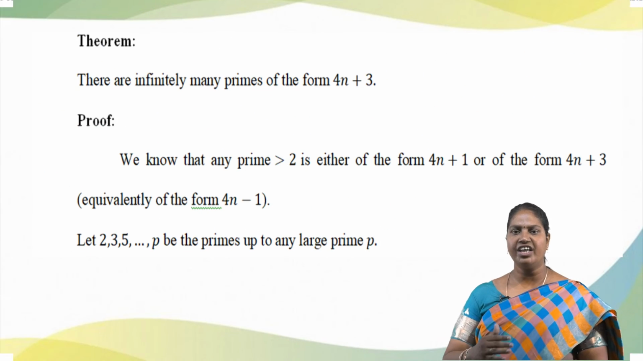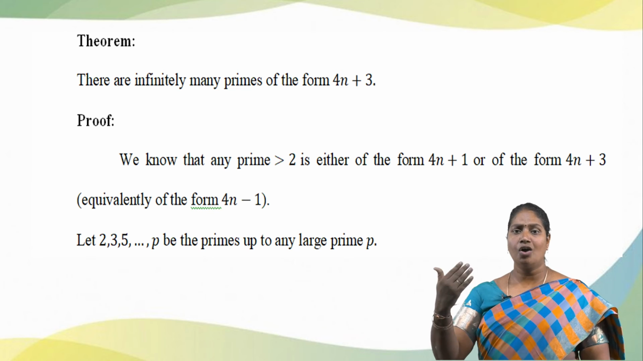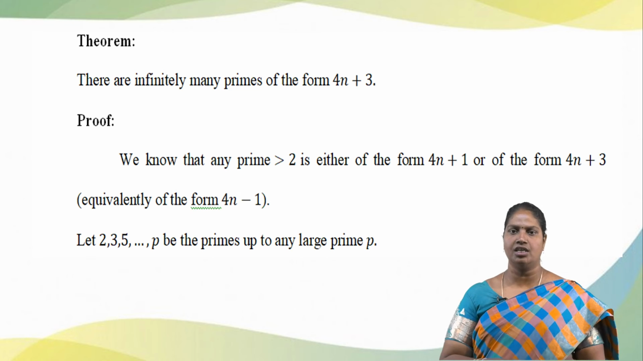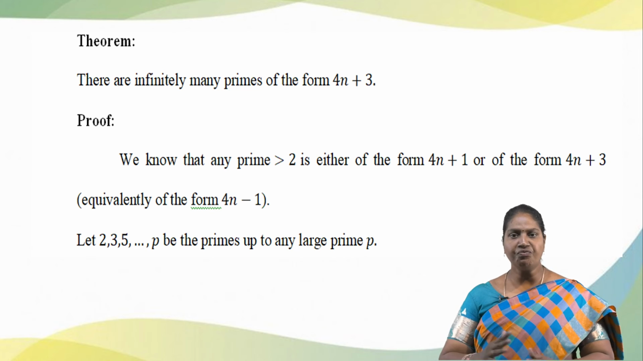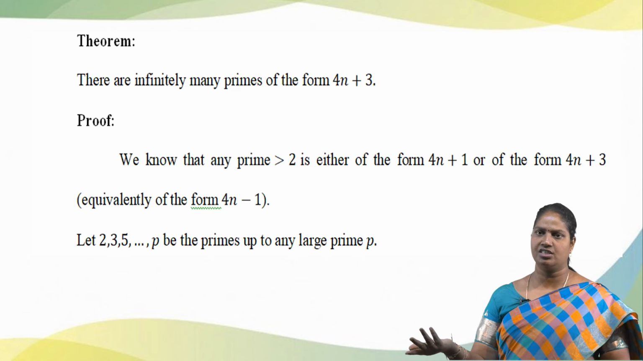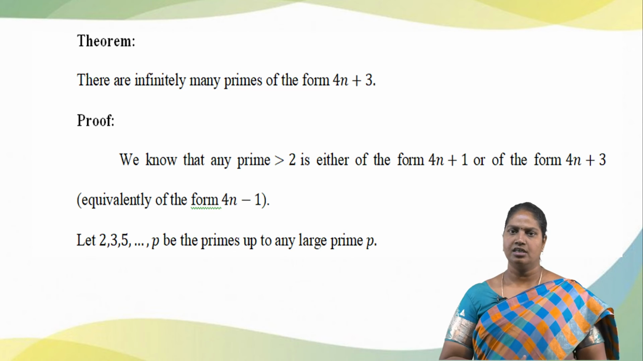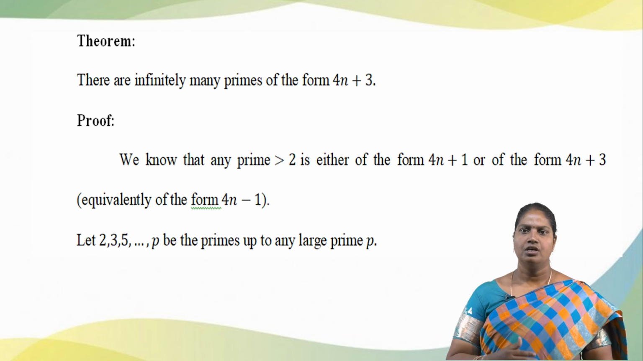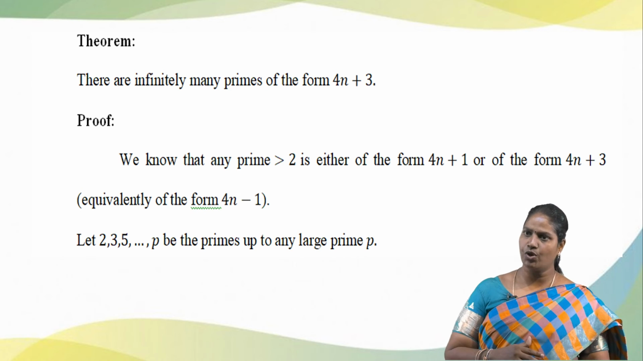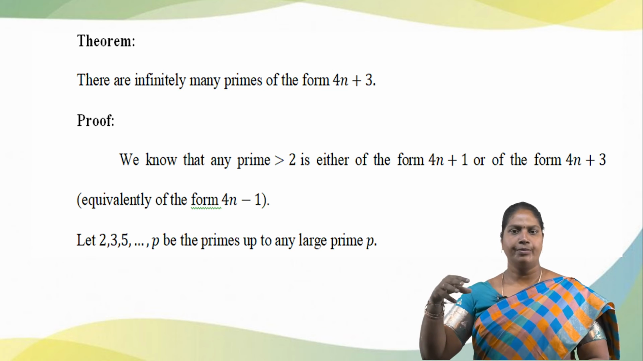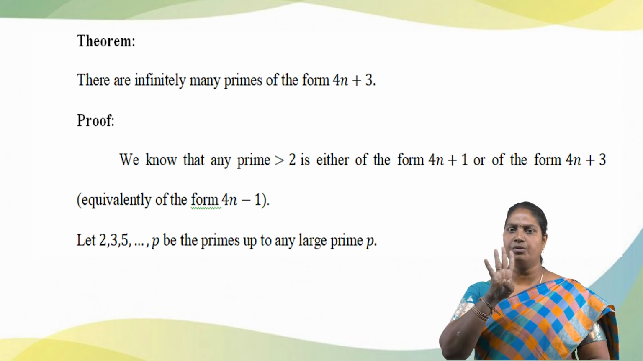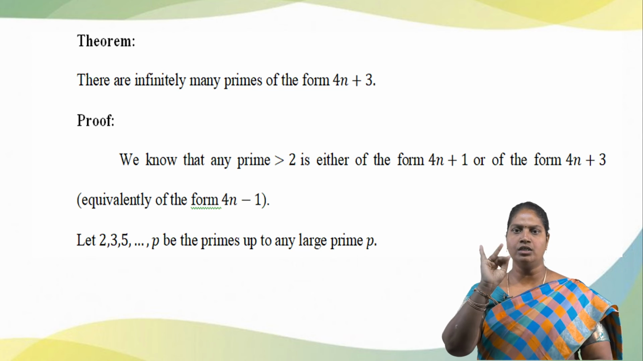So hence the theorem: there are infinitely many primes of the form 4n plus 3. We already saw in the last module what the Dirichlet conjecture is. Dirichlet conjecture means there are infinitely many primes of the form an plus b, where a and b are positive integers. So here we are seeing a particular case. We are going to see the proof of this theorem. We know that any prime greater than 2 is either of the form 4n plus 1 or 4n plus 3. Again, by the Euclidean algorithm, if you divide any number by 4, there are only four possible remainders, that is 0, 1, 2, 3.